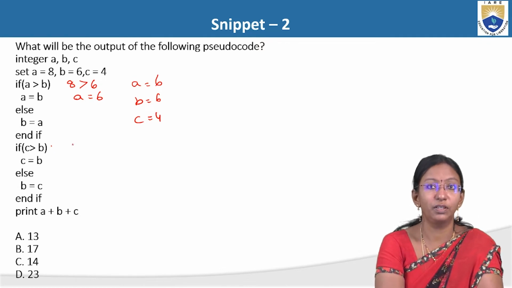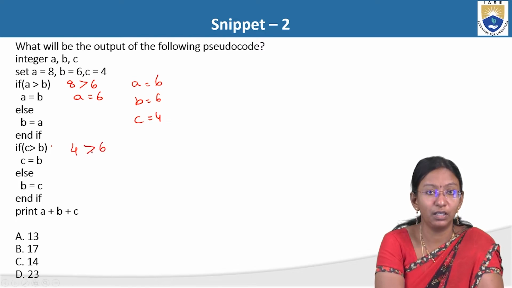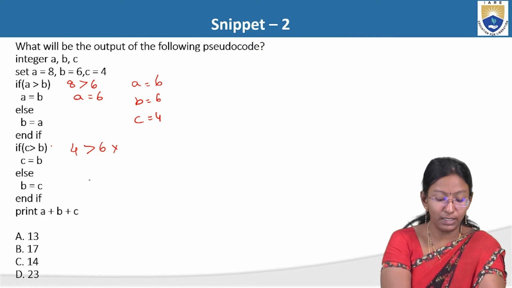What is the value of C? It's 4, which is greater than B, which is 6. Is the condition true? No, the condition fails. If the condition fails, the control will go to the else part. What is the else part saying?